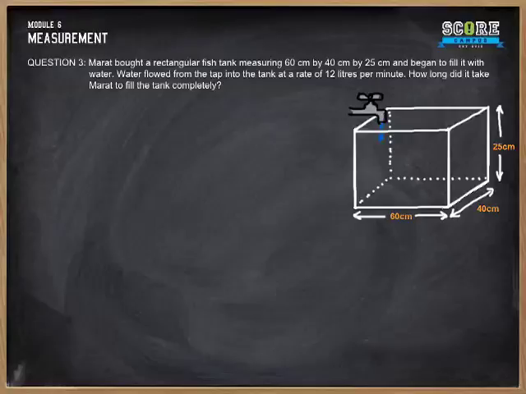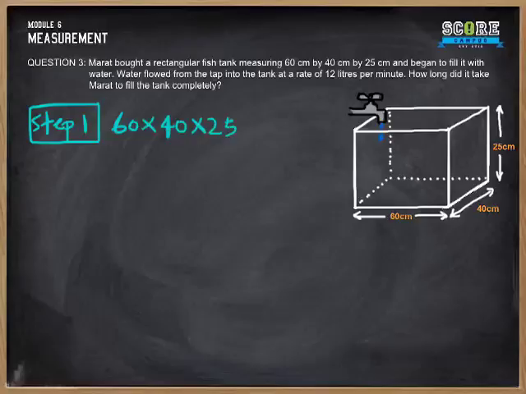Look at the diagram. First, we find out the capacity of Marat's fish tank in liters. So that is step 1. All the dimensions are given. 60 times 40 times 25, which equals 60,000 cm cube. But if you look at the question, it tells you that the rate of water flow is 12 liters per minute. So why don't we go ahead and convert the answer 60,000 cm cube into liters, divided by 1,000, and you get 60 liters.